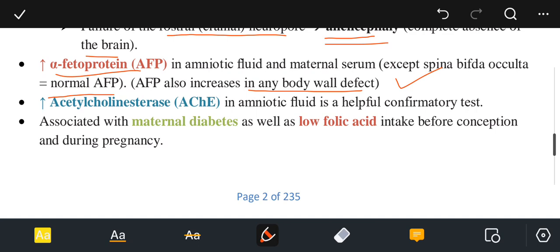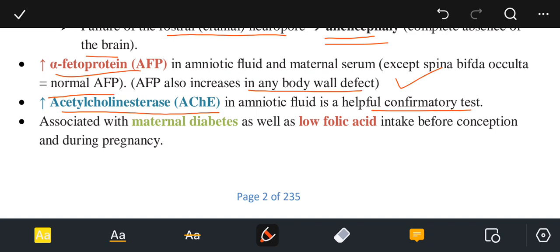Increased acetylcholine esterase in amniotic fluid is a very helpful confirmatory test, because acetylcholine is a neurotransmitter. Acetylcholine esterase is usually present in the synapses, right? And if there is some kind of defect in the nervous system, that acetylcholine esterase starts spilling out into the amniotic fluid. And if we find a high level of acetylcholine esterase in the amniotic fluid, that is also a diagnostic point for the neural tube defects.